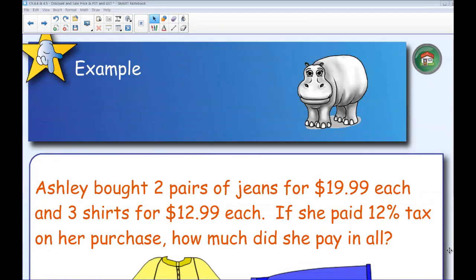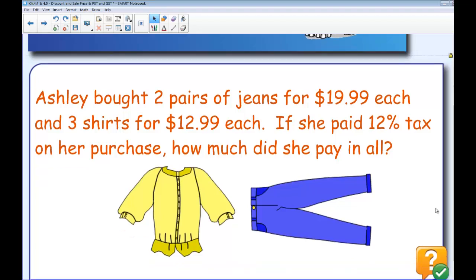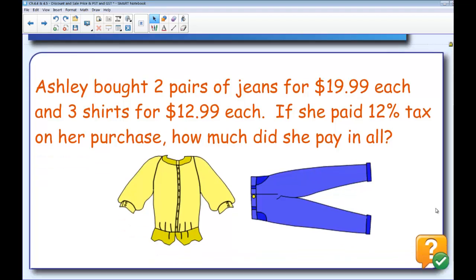So here's an example of calculating tax when you go and buy some items from the store. So in this question it says Ashley bought 2 pairs of jeans for $19.99 each and 3 shirts for $12.99 each. If she paid 12% tax on her purchase, then what is the total amount that she would have to pay? So now would be a good time to take a pause and try this question for yourself before you check your answer.